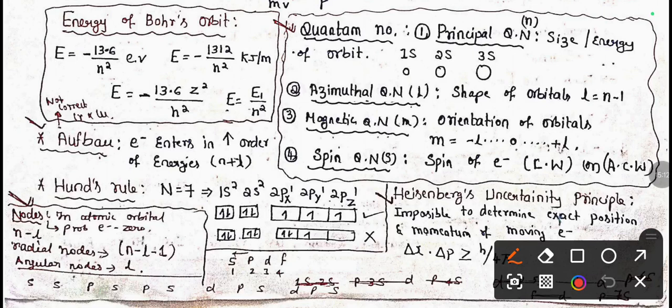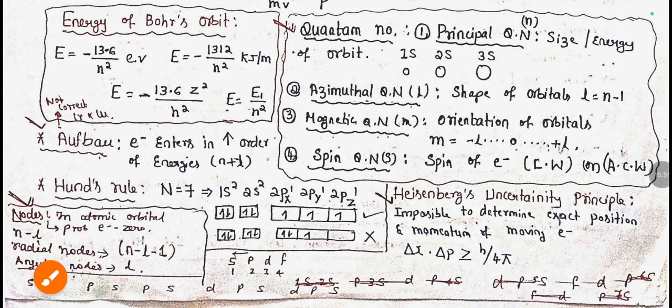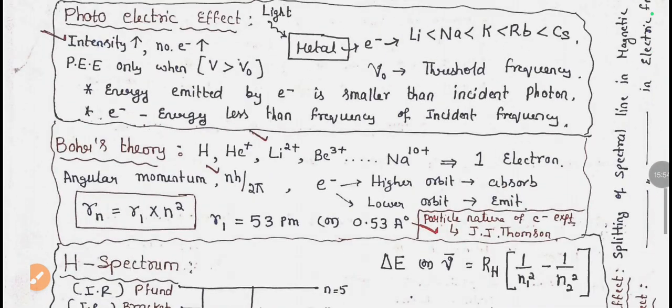And the Heisenberg uncertainty principle is also very important. It says that it is impossible to determine the exact position and momentum of an electron. And nodes: remember, nodes are regions in an atomic orbital where the probability of finding the electron is 0. Those regions are called nodes. There are two types of nodes, radial nodes and angular nodes. Total nodes can be calculated with the formula n minus l, principal quantum number minus azimuthal quantum number. Whereas radial nodes can be calculated with the formula n minus l minus 1, and angular nodes is equal to the azimuthal quantum number. So these are the important points related to the structure of atom chapter.